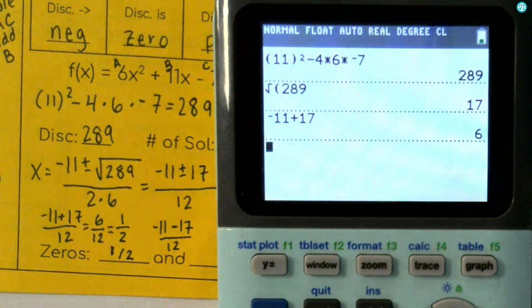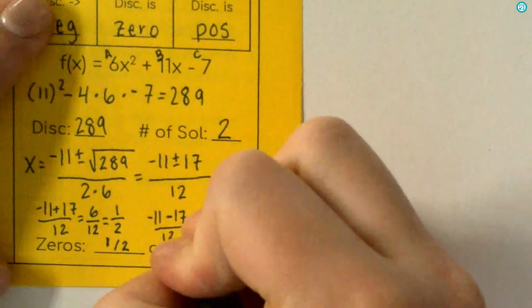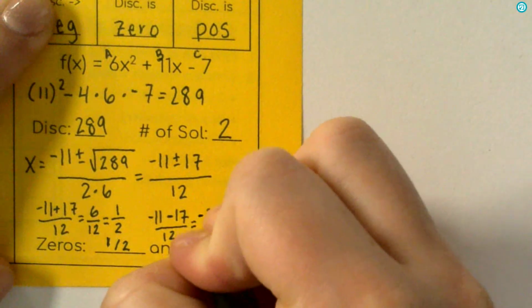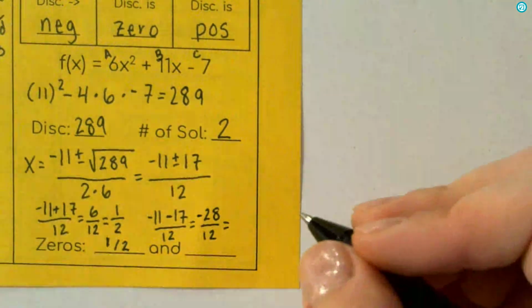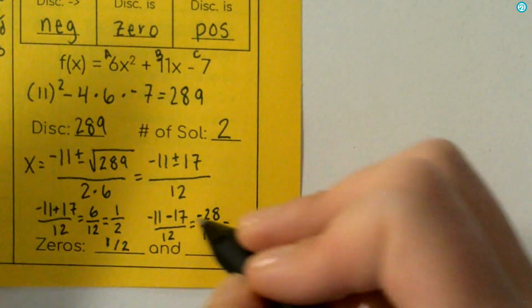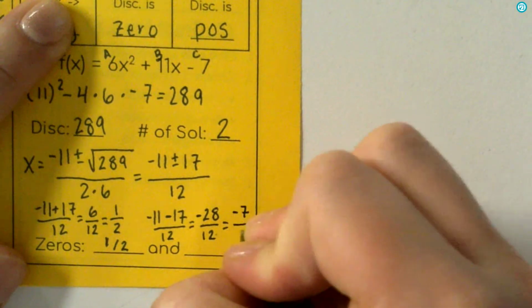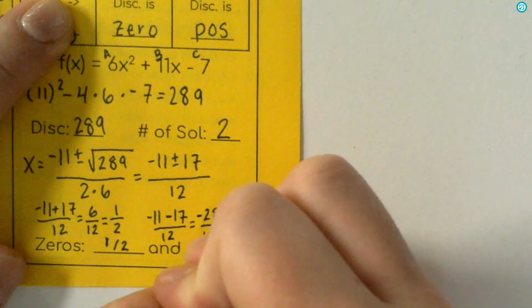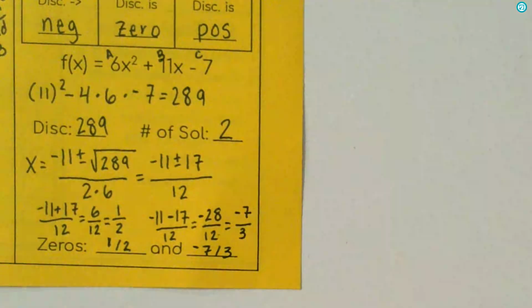For my other fraction, negative 11 minus 17 is negative 28. So I've got negative 28 over 12. This one's weirder. We can divide 28 and 12 both by 4. So 28 divided by 4 is 7. So I've got negative 7 on top. And then 12 divided by 4 is 3. So I've got negative 7 thirds. And I know it's a tight squeeze, but it's a note card. Trying to fit as much on as we can.